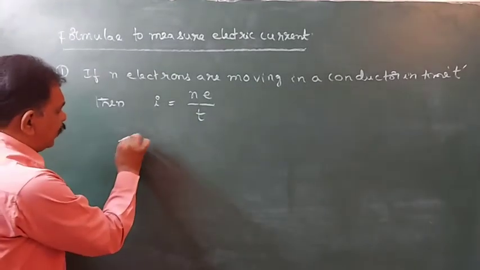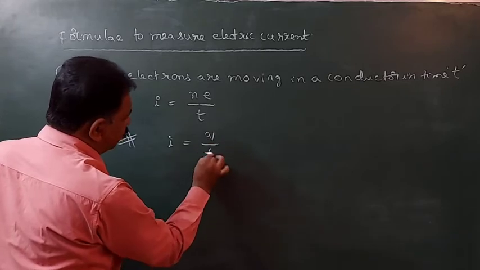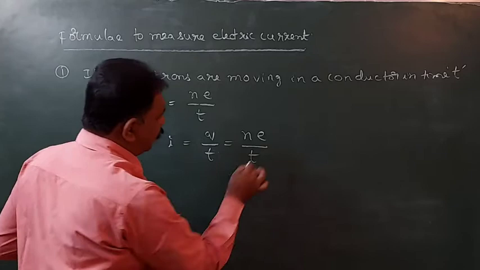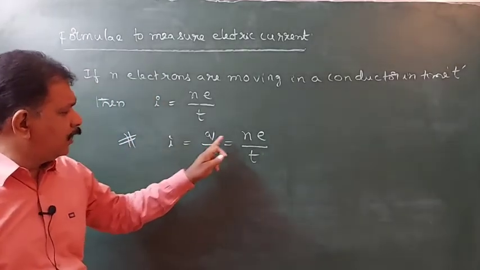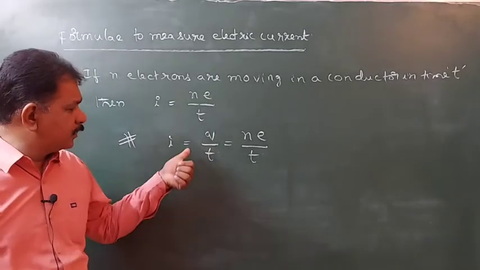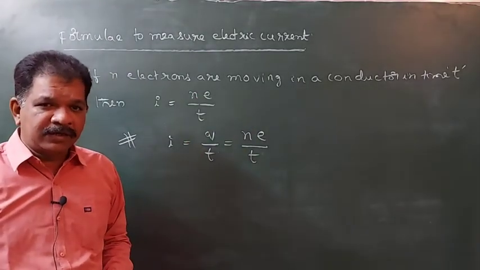How has this formula come? We know I is equal to Q by T. Q value is equal to Ne. So this value is Ne by T. So we will use this formula to measure the strength of the current.